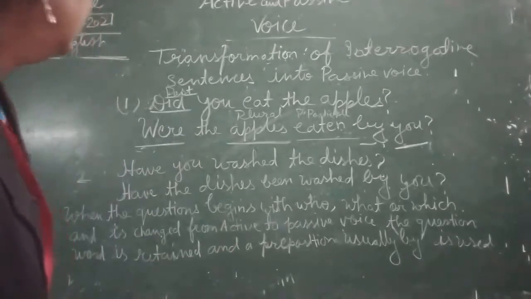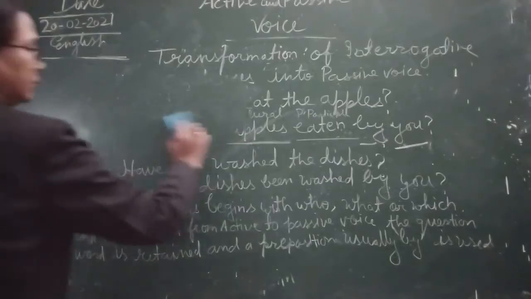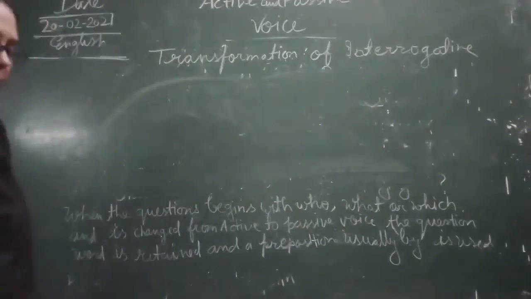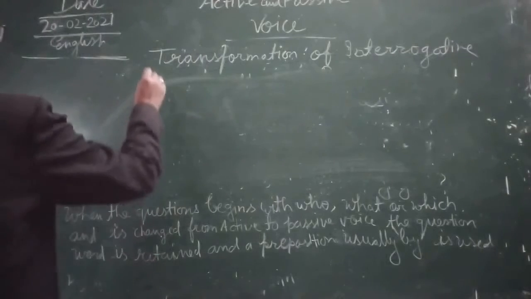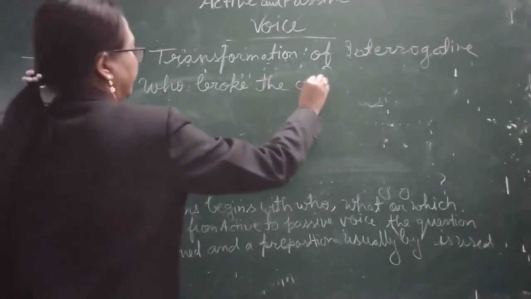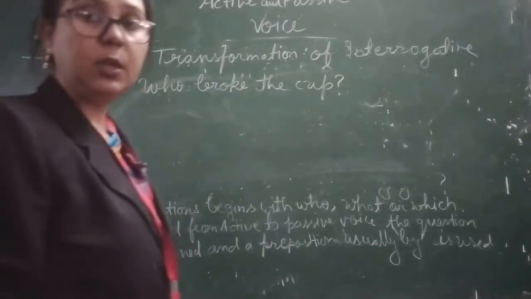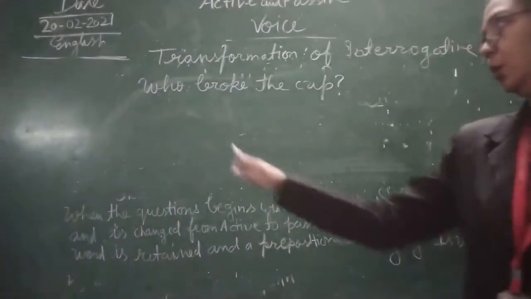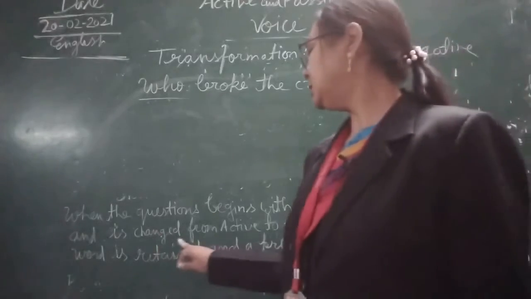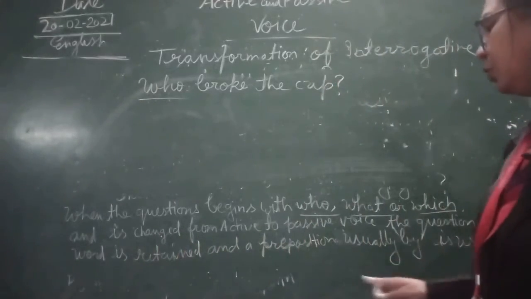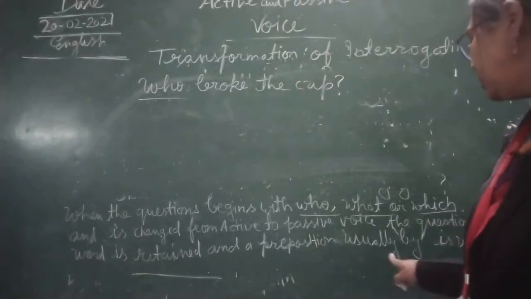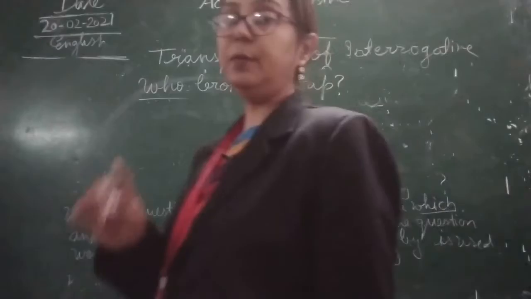So I'll give you one example for that. Okay children, now I'll give you one example. Who broke the cup? Here children, you can see this is a question and this question is started with who. Okay, now here what we have learned, who, what or which, and is changed from active to passive voice, the question word is retained. Now here you can see question word is retained and preposition usually by is used. Okay, question word will retain.